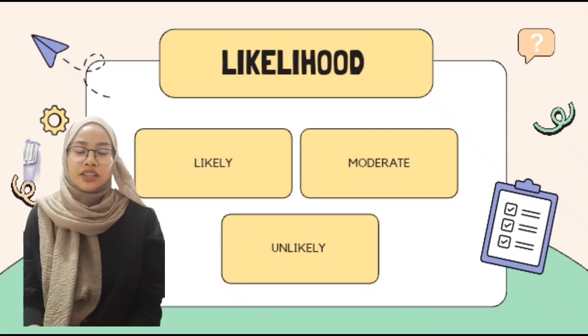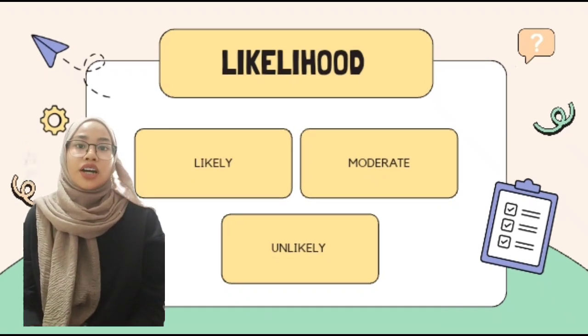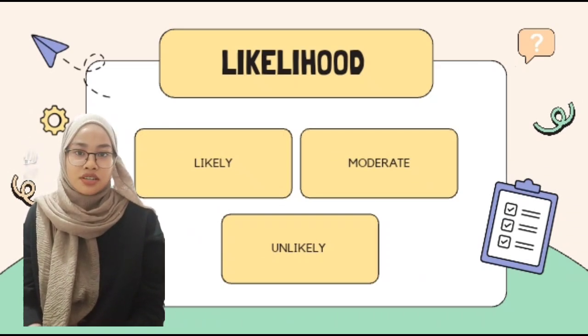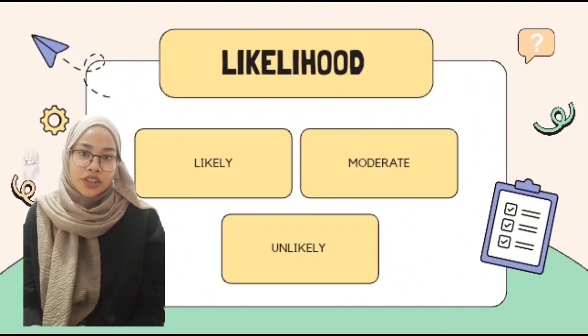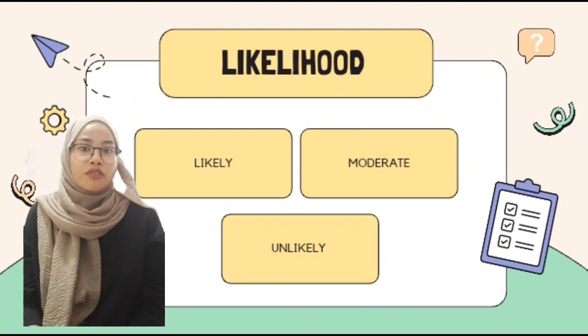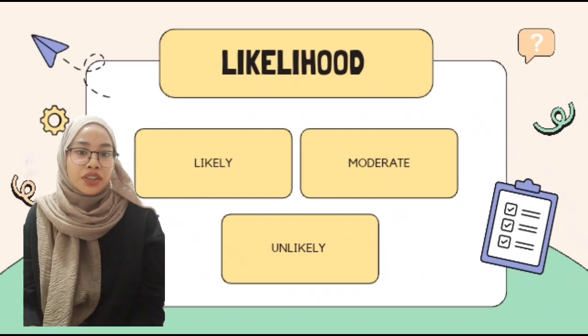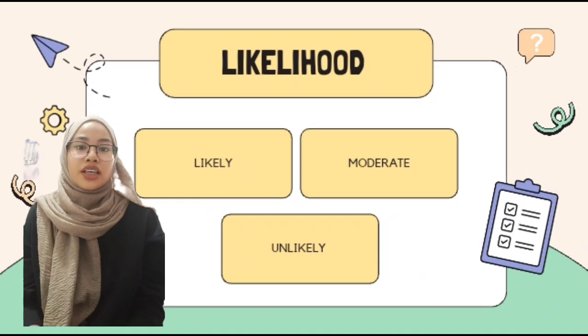Likelihood. Likely means the possibility of halal and tayyiban status being affected is expected to occur in most circumstances. Moderate means the possibility of halal and tayyiban status being affected might occur sometimes, and unlikely is the possibility of halal and tayyiban status being affected could occur in exceptional circumstances.